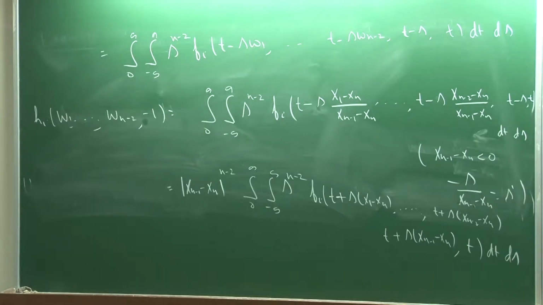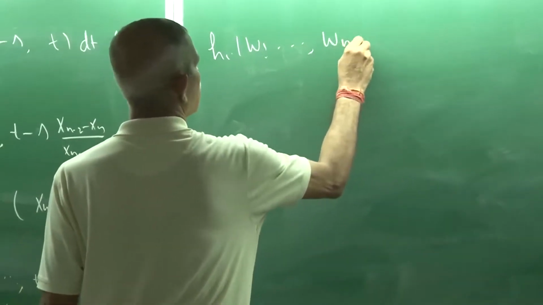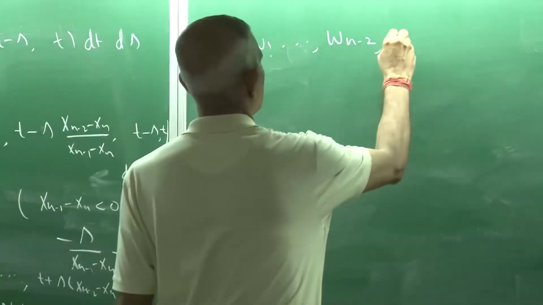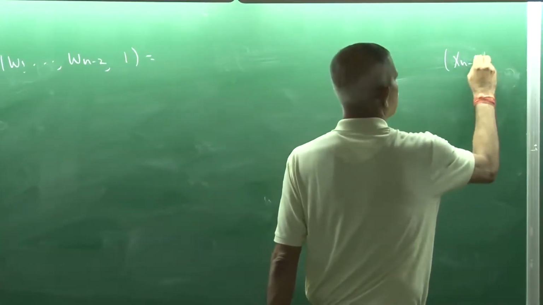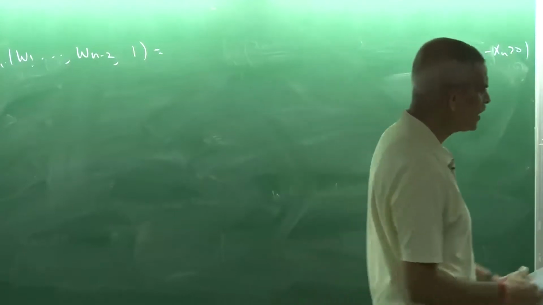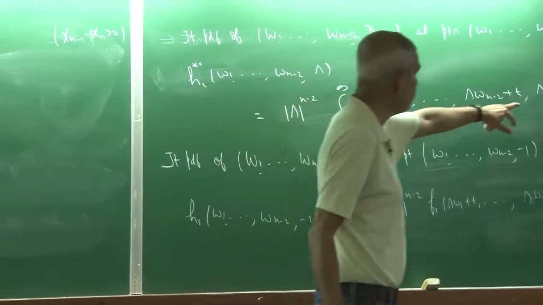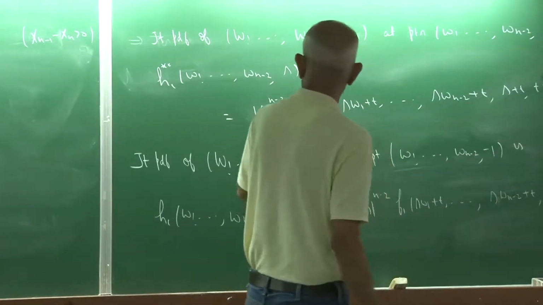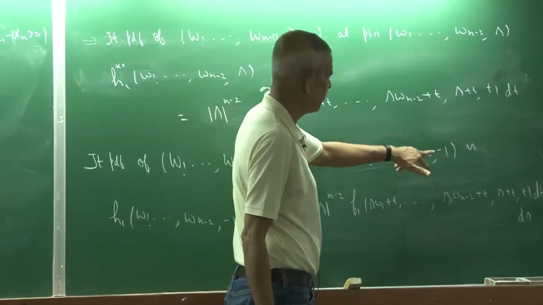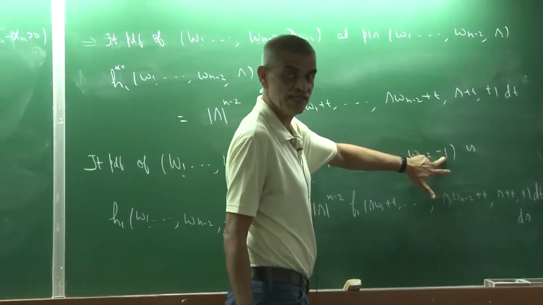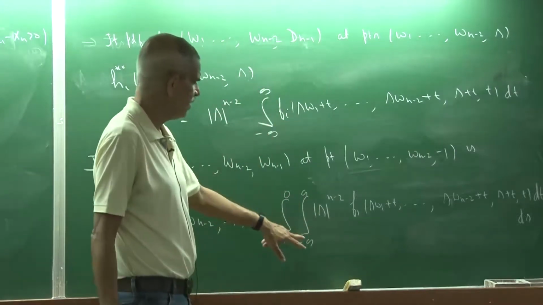So similarly, phi of w1, w2, wn minus 2, 1. wn minus 1 is 1, that means xn minus 1 minus xn is positive. So you do exactly the same thing over here, except that here because xn minus 1 minus xn is positive, this s variable is positive. So joint PDF of w1, w2, wn minus 2, wn minus 1 at point w1, w2, wn minus 2 and 1. 1 means xn minus 1 minus xn is positive, so range of s is positive. So it will become from 0 to infinity everything.